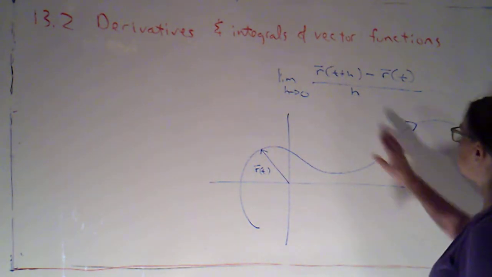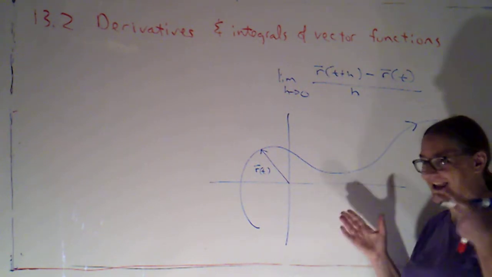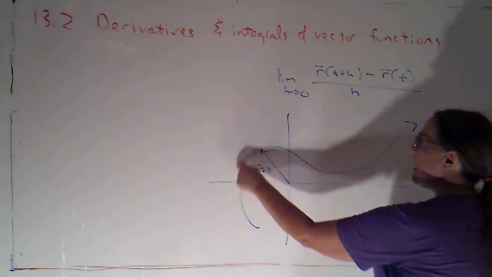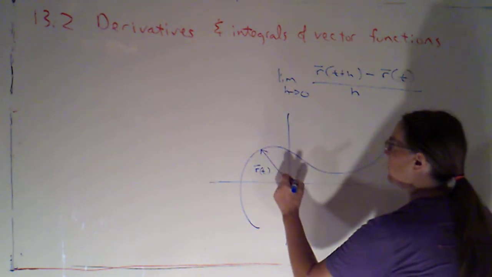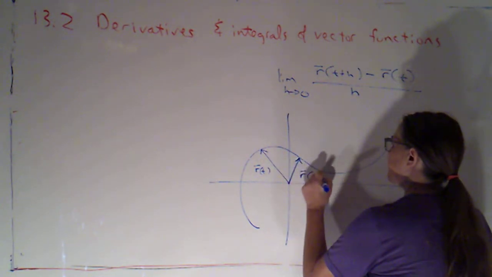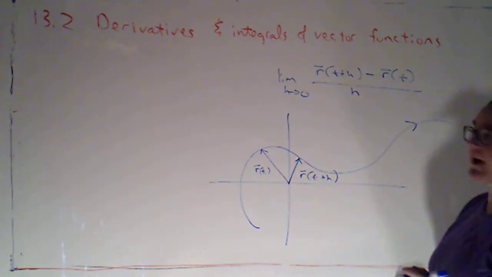Now I'm going to draw this with h being positive, although just like with real valued functions, h could be negative as well. If h is positive, r of t plus h would be some point a little further along the curve. Okay, so I've drawn in those two vectors.